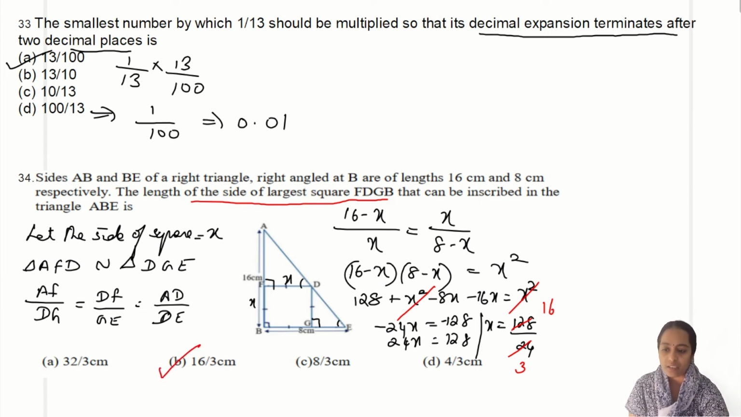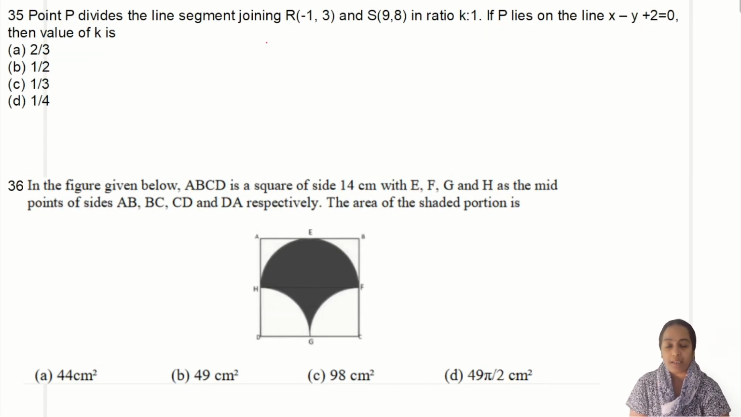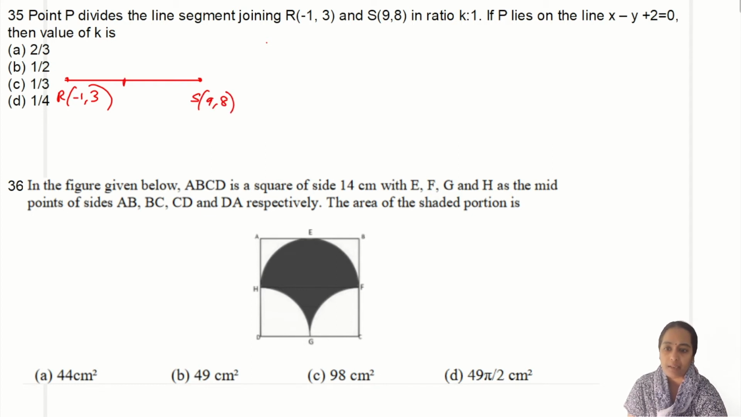So now let's move on to the next question. Question number 35. Point P divides the line segment joining the points R and S. So I will draw the line segment and we'll see the point P. This is the point R (-1, 3) and the point S here (9, 8), and the point P is dividing this line segment in the ratio of K is to 1.